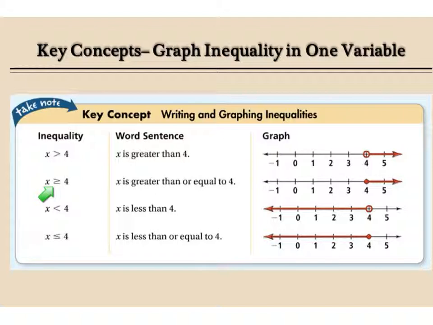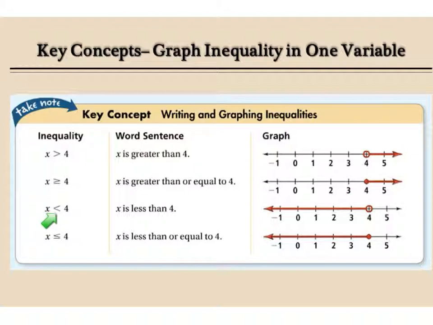Here's the next symbol. It reads x is greater than or equal to 4. Also, the arrowhead is pointing to the right. It's pointing to the right there. This time, the circle is closed. So if the greater than sign is underlined, the circle's closed.